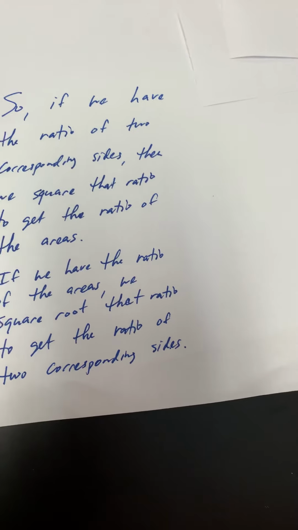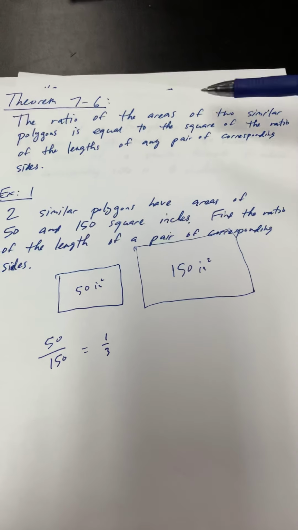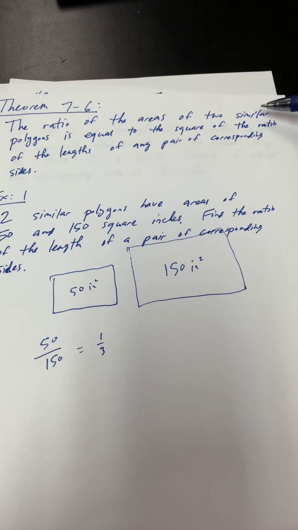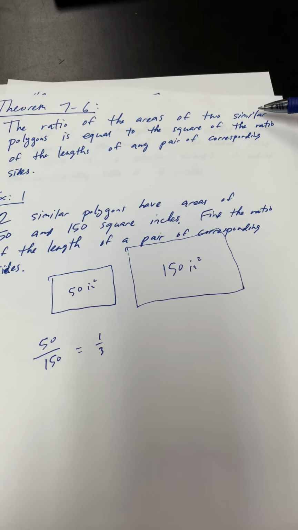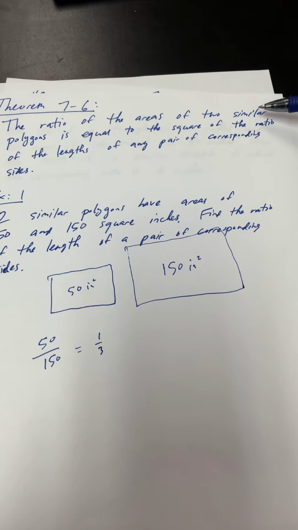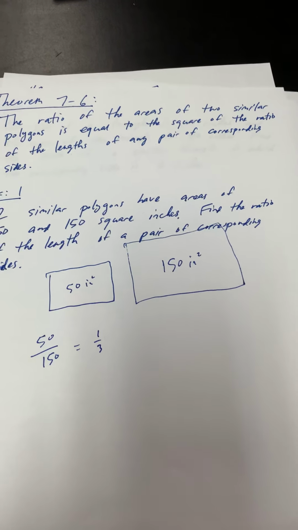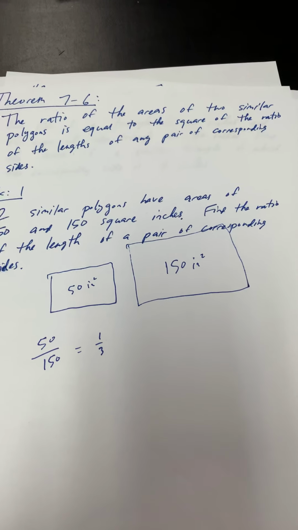So here we have a ratio of the areas. That's 50 to 150, which reduces down to 1/3. Now look at the theorem again. The ratio of the areas of two similar polygons is equal to the square of the ratio of the lengths. Remember what I just showed you on that other paper.